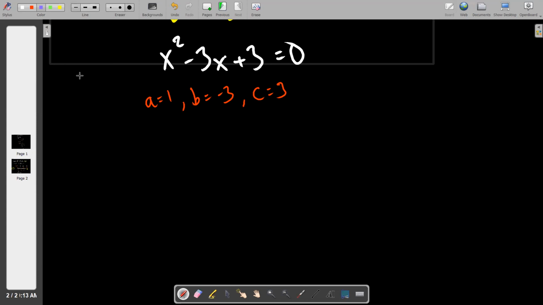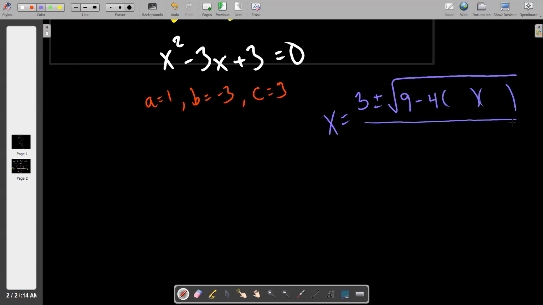No stupid stuff like 3 squared is 6. No forgetting signs. Everything. Let's do this. So what goes first? X equals what? The opposite of B is 3 plus or minus what? The square root of 9 minus 4 blank blank all over 2 times 1 is 2.